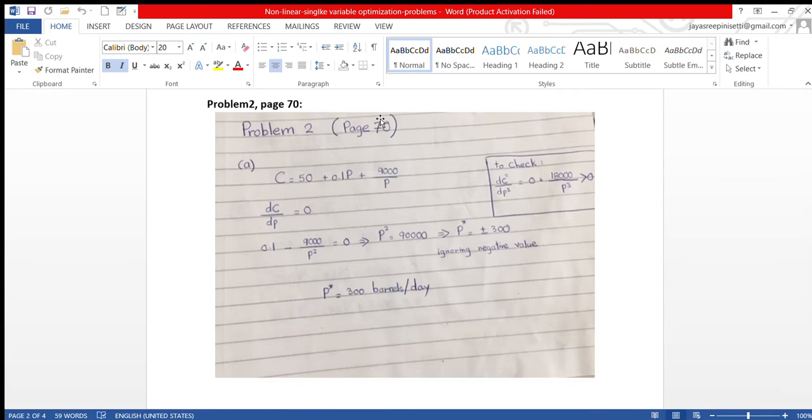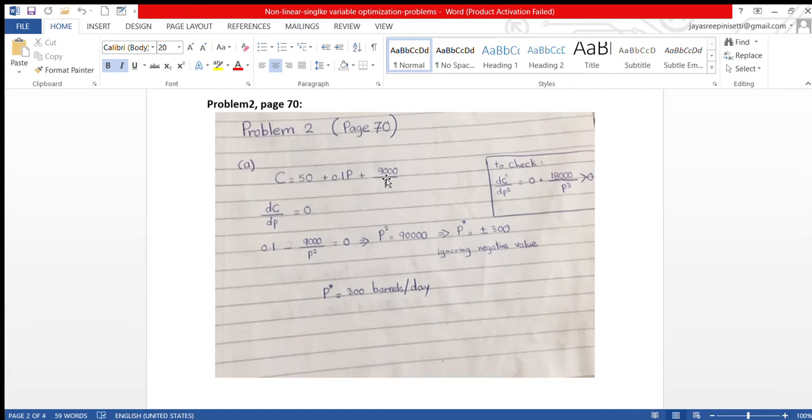So what is the problem? Here in the production unit of phosphorus trichloride, the cost price per barrel produced is given by this equation. This is the cost function, right? C equals 50 plus 0.1P plus 9000 over P. What is the P here?